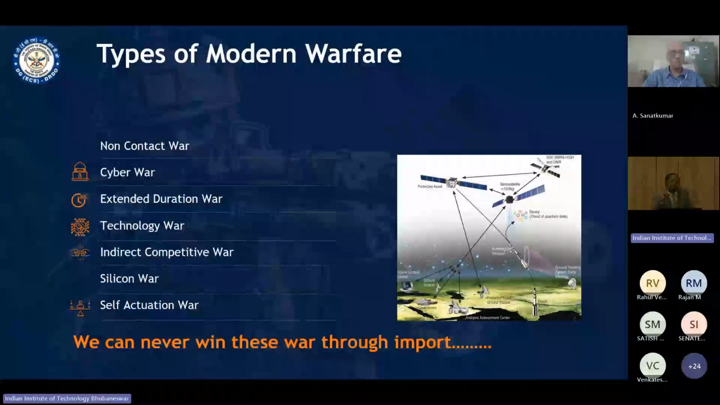And there is an indirect competitive war. The competition happens country to country. Whoever builds the better technology, he will immediately deny that technology to the other countries. Then that gives a trigger to the second country to develop a much better technology.